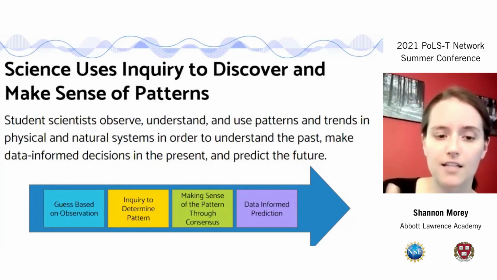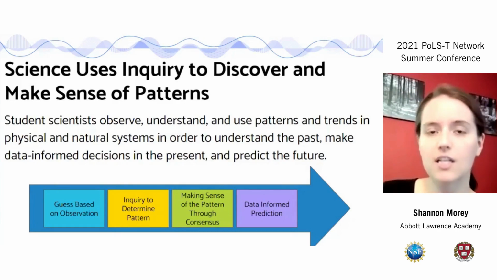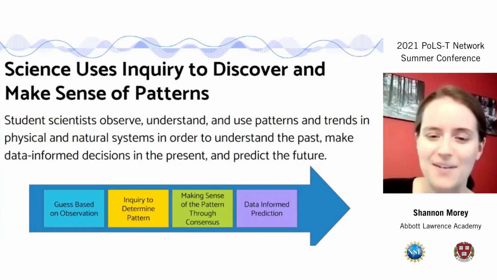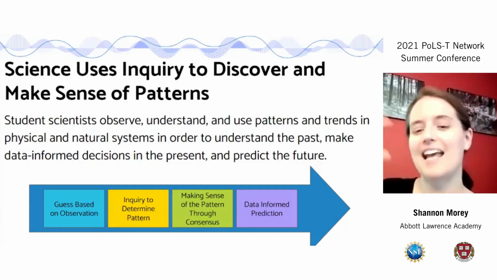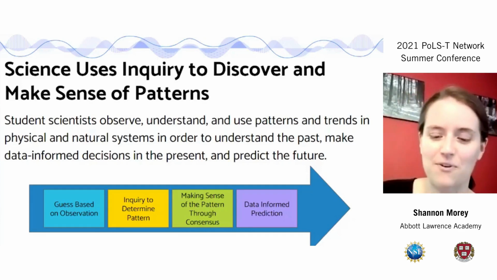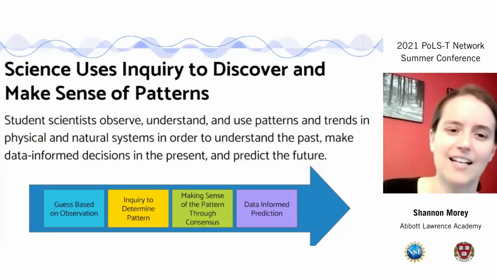And the first part is that they make a guess based on observation. Then they do inquiry to determine a pattern. Then they make consensus on the pattern through consensus. And then finally, they do a data-informed prediction. So what does that look like?